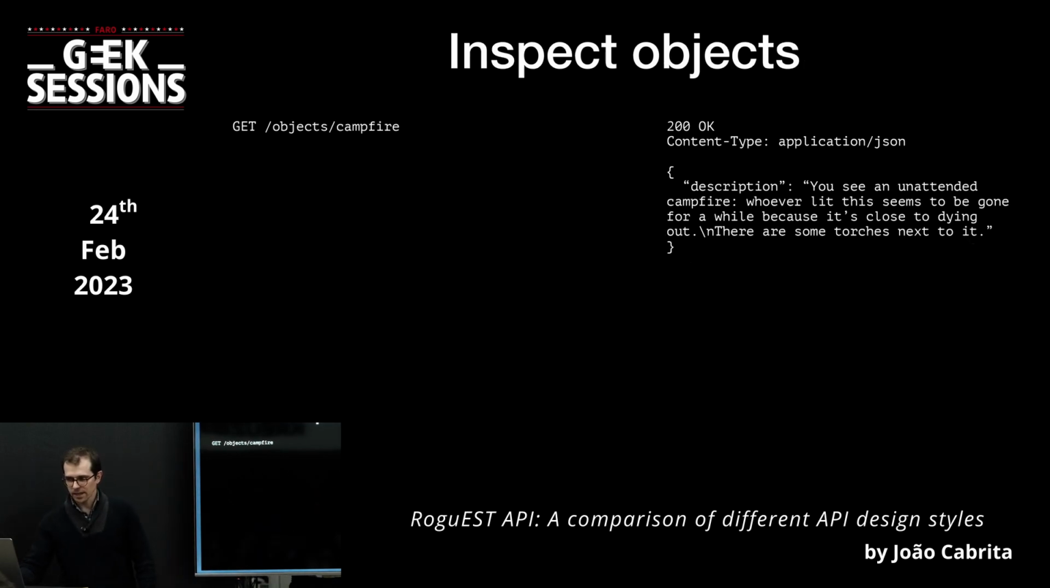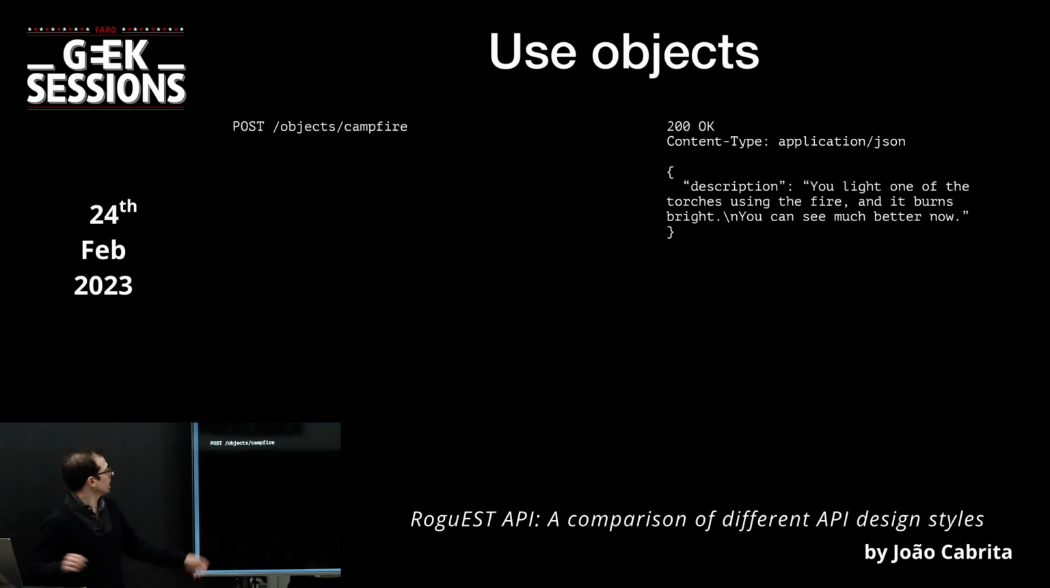And it has the exact same two actions. You can inspect it, which gives you some more text, a bit more description about it so that you have a sort of clue of what will happen if you interact with it. And you can do a post to /objects/ID to interact with the object, right?